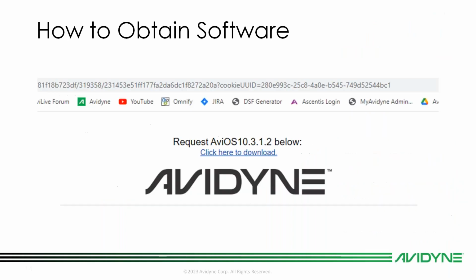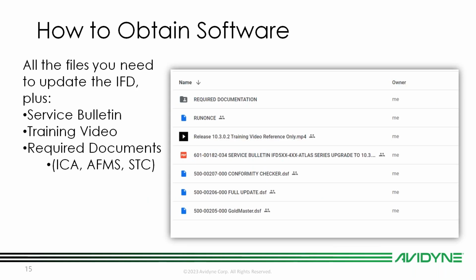Once you do that, what's going to happen is it's going to take you to this page here. You're going to see request AviOS 10.3.1.2 below with our logo, and then click here to download. That's what you want to click, and then once you do that, it's going to take you to this folder here, this Google Drive folder. This folder has all the files that you need to update the IFD, including the software update service bulletin, the training video, which is no different. It's the same 10.3.0.2 training video.